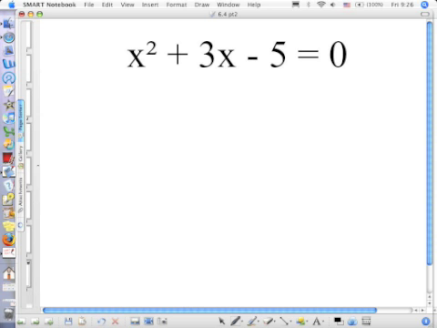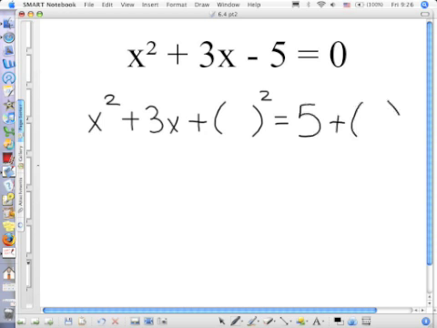What's going to happen here? We're going to work this one together. I might have some fractions. Okay? All right. I have x squared plus 3x plus something squared. When I add 5, I have positive 5 plus something squared. Okay? What is the something, James? 1 and 1/2. 3 halves. 3 halves. Leave it improper. 3 over 2.